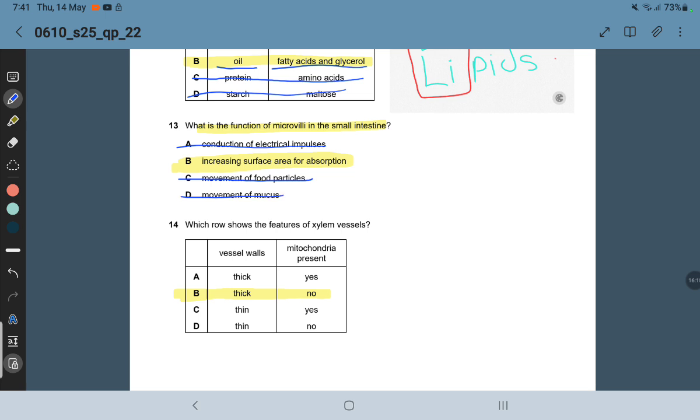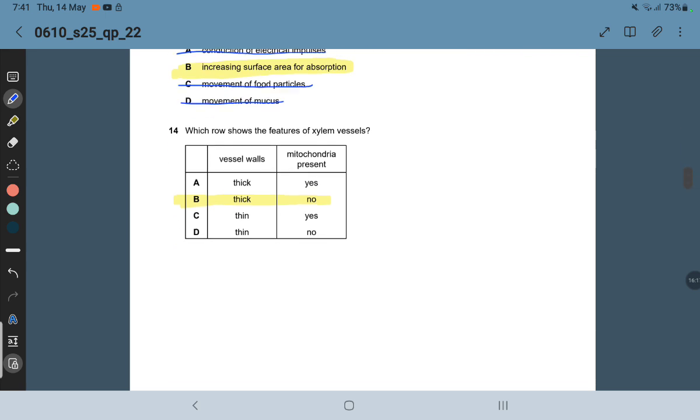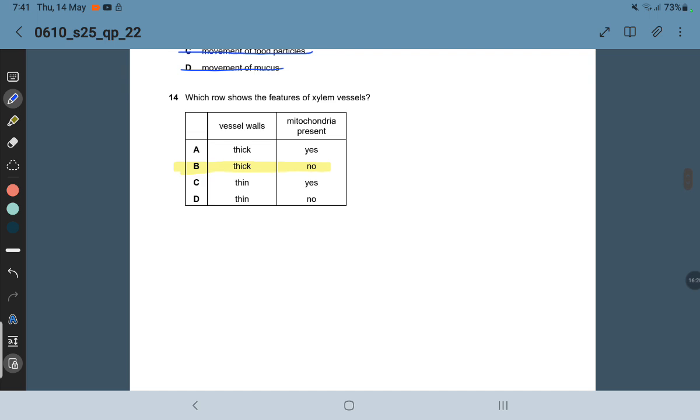Movement of mucus, well, that will not be by microvilli, of course. It will be by the ciliated epithelial cells, which have cilia that beat and move the mucus out of your lungs back to the stomach to be swallowed and killed by the acid in the stomach.